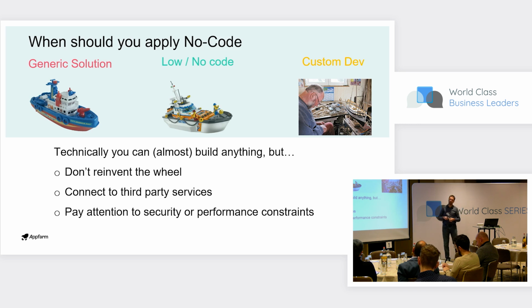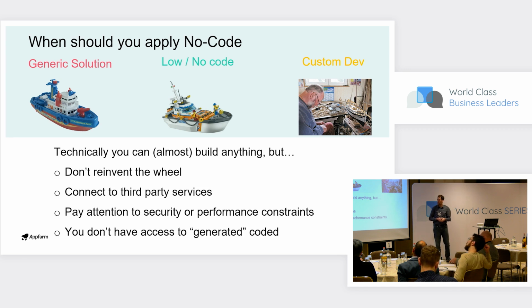Third point is pay attention to security and performance constraints. It doesn't mean that low and no-code platforms are not secure or not performant enough. It just means that, for example, I remember the presentation yesterday about data flow for Deutsche Bahn. Those kinds of projects have some huge constraints about performance, so it doesn't make sense to start using those kinds of technology for those projects.